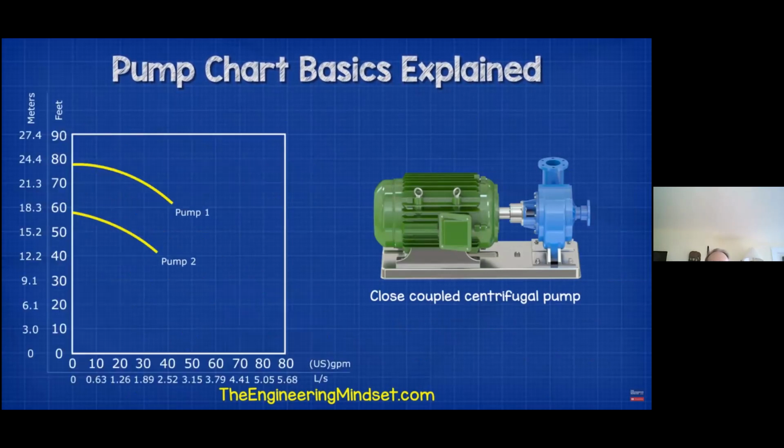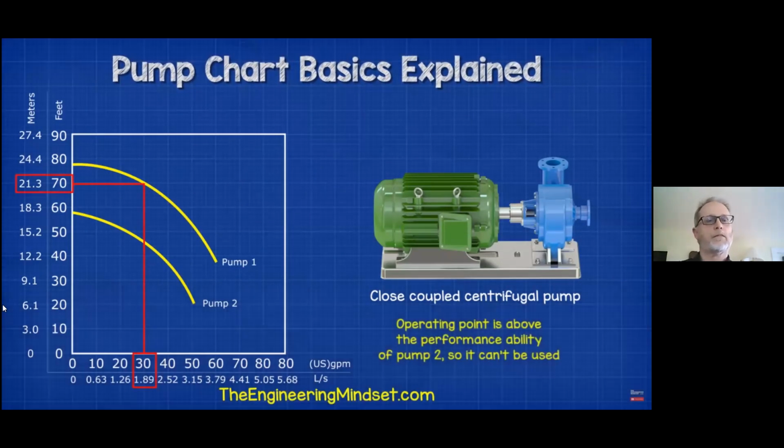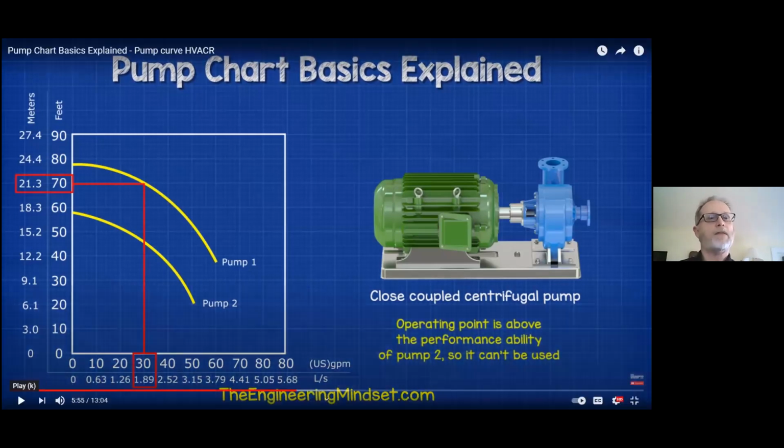For example, the performance curves of 2 large centrifugal pumps are plotted here. We need a flow rate of 30 gallons per minute and a head pressure of 70 feet. That means that pump 2 can't be used, but pump 1 could be. And that's basically how engineers choose the right pump for, say, a brand new pump station that's being rebuilt.